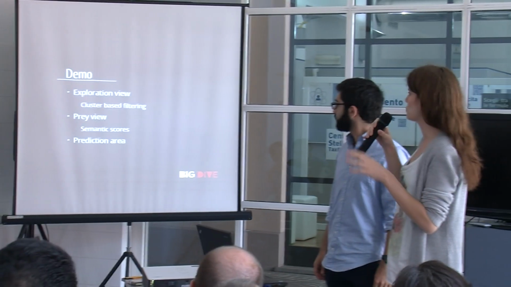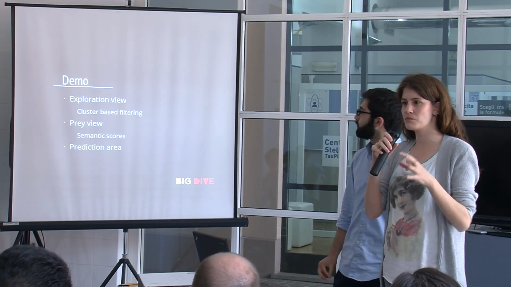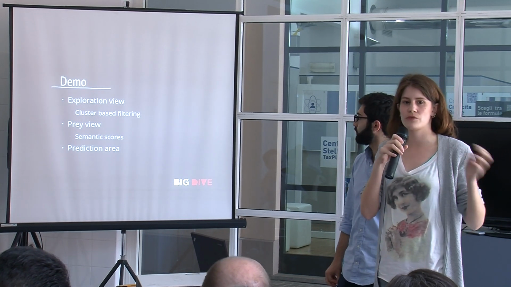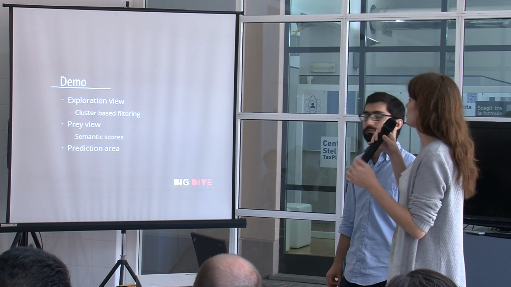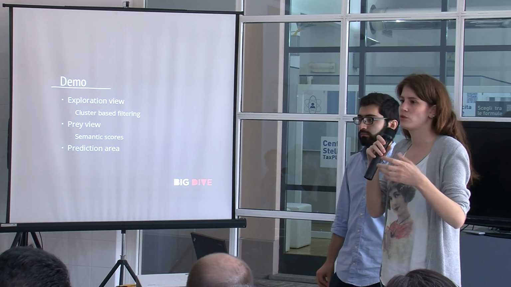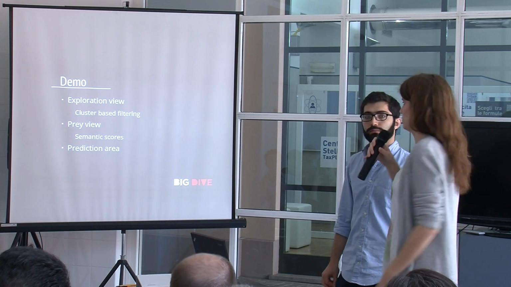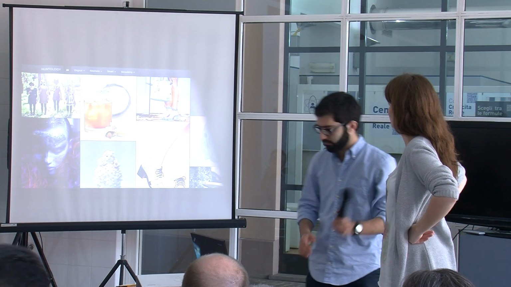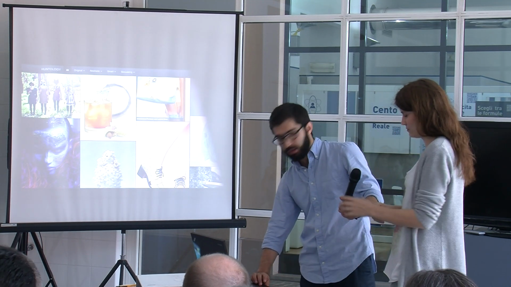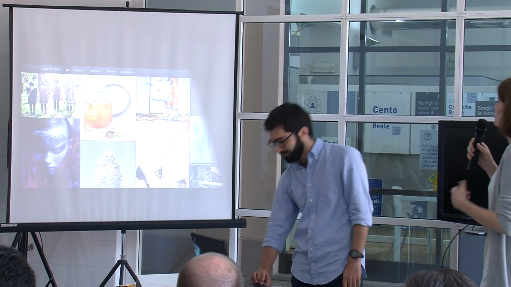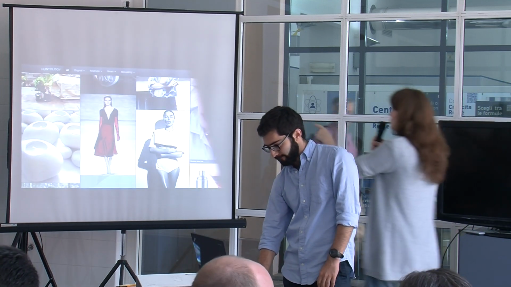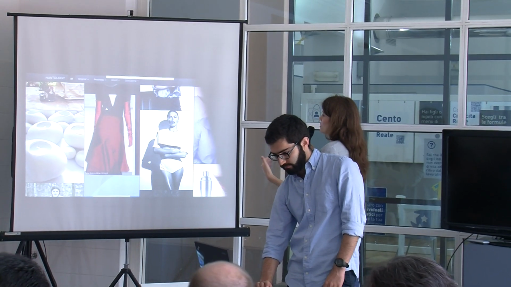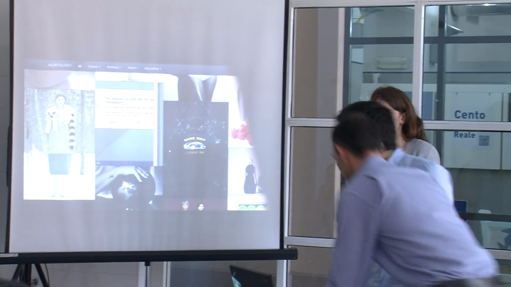The exploration view part is based on clusters and filtering them. The second thing is the prey view, where you will see more information about the semantic scores for each prey. And then the third place will be the prediction area, where you can actually make predictions for new incoming preys. So here at the top, we have the semantic attributes: all, original, aesthetic, smart, stimulating. And then down below we have all the images that we collected from iCoolhunt's website.